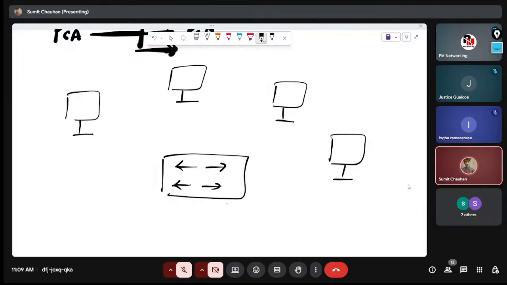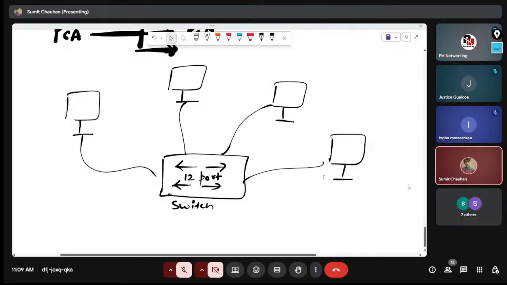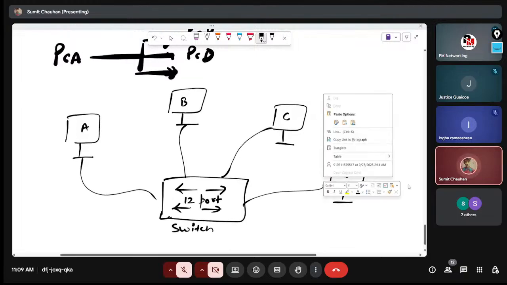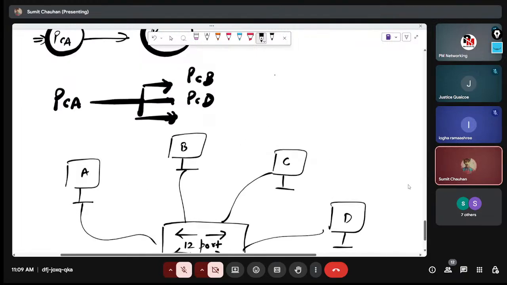Okay, so basically the diagram I'm representing here is a switch. You cannot identify how many ports are there, but let's assume this is a 12 port switch, and I'm connecting only four cables to this switch. Now, this was our PCA, this was PCB, this was PCC and PCD. After connecting the network, my requirement was PCA now wants to send the same PDF to multiple devices.